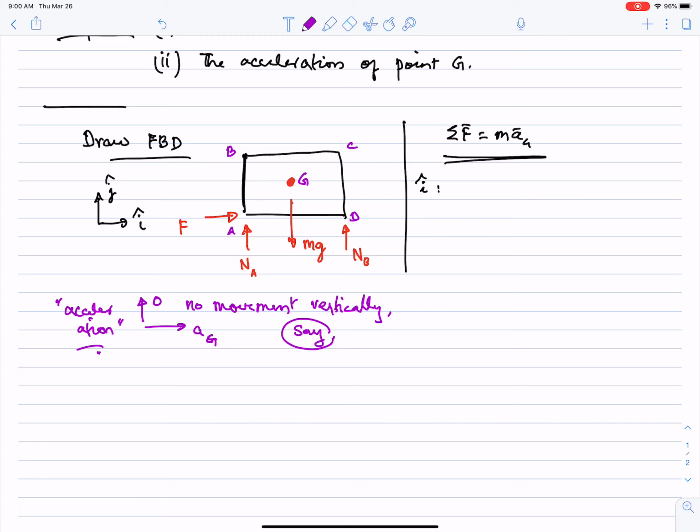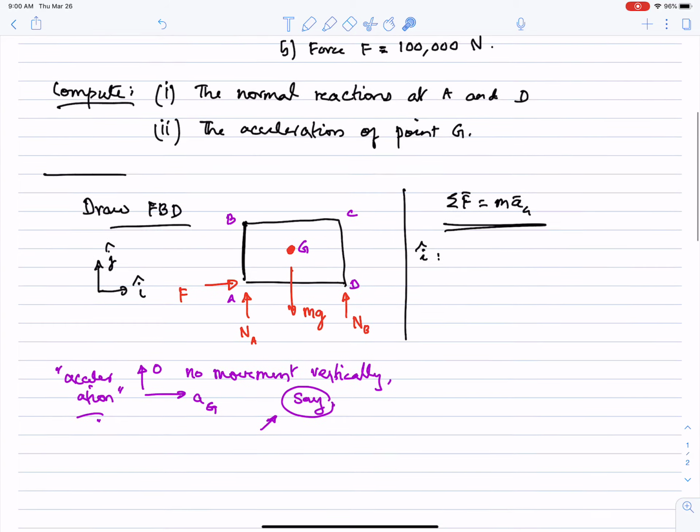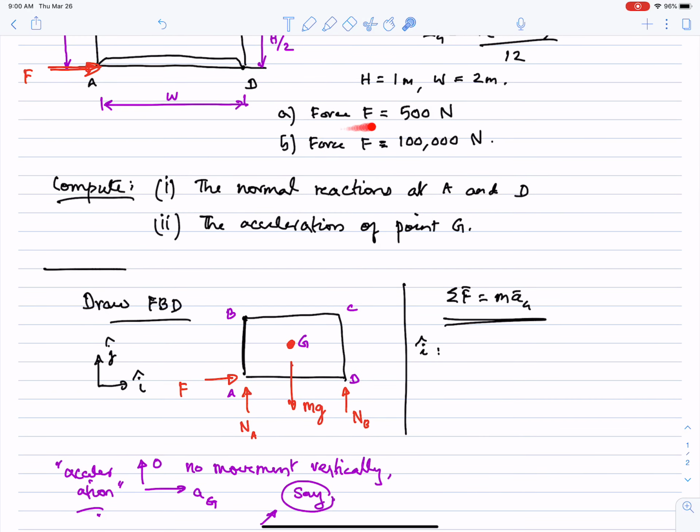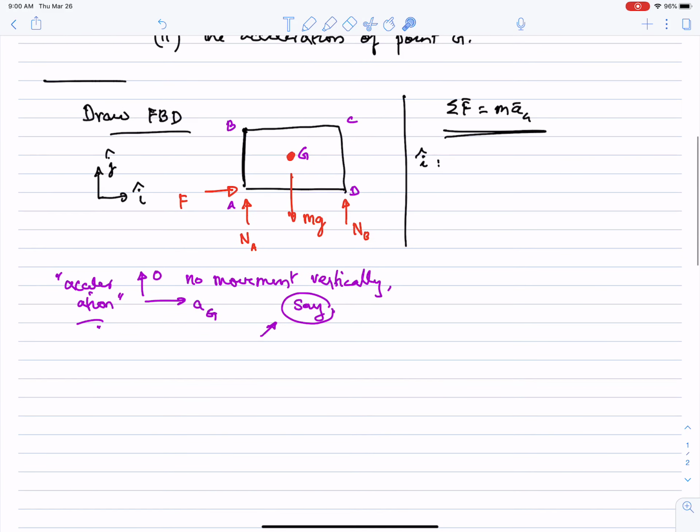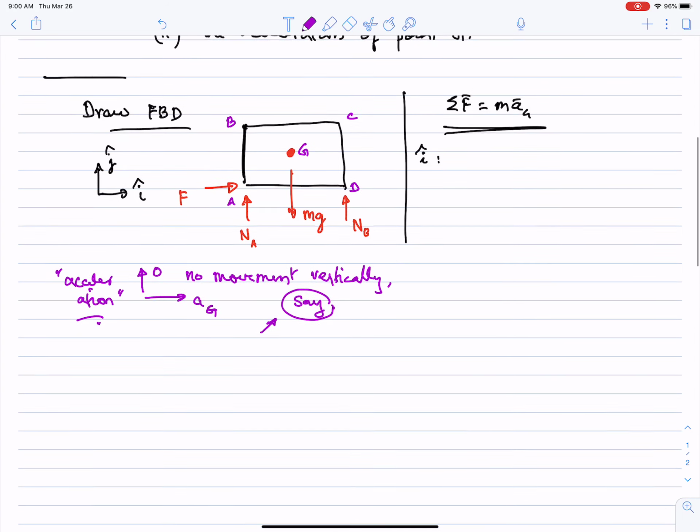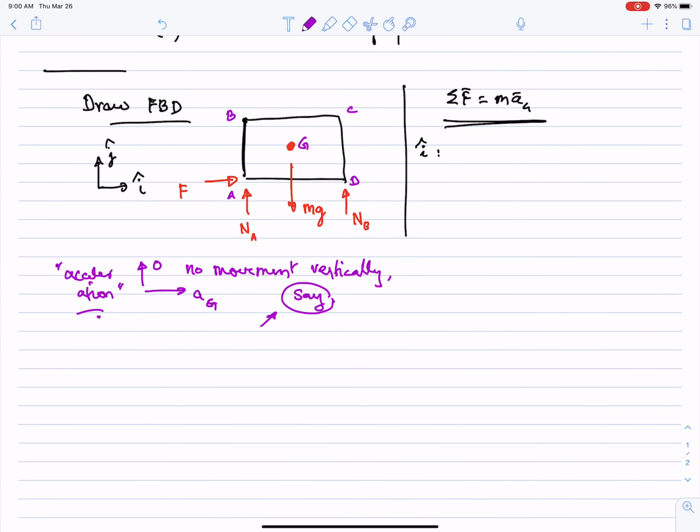This is very important. We'll come back to that. This is an assumption that it is not moving vertically, that when you push it horizontally, it does not move vertically. We will reflect on that actually when we get to part B. For part A, it turns out that's a good assumption.